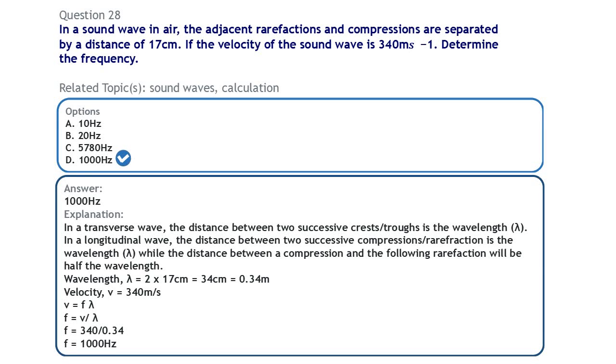That means that the wavelength is going to be 2 times the distance between a compression and a rarefaction. So we have 2 times the distance that we are given here, the distance of separation between this rarefaction and compression. This is 17 centimeter. So we have 2 times 17 centimeter, and that is equal to 34 centimeter.